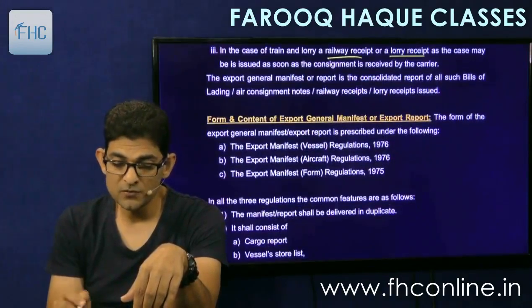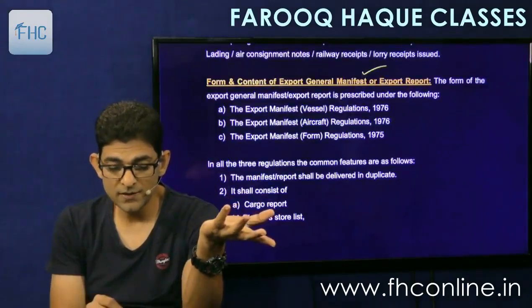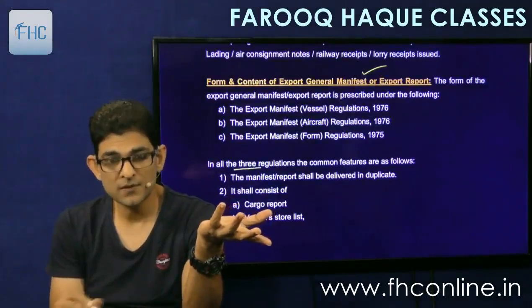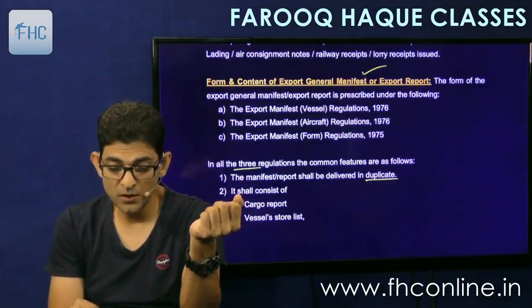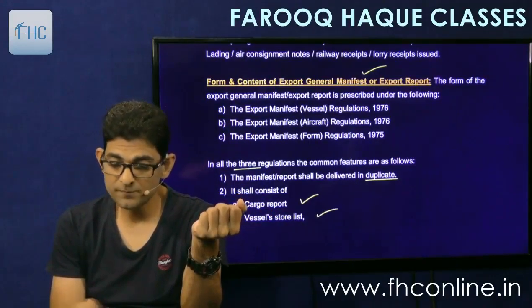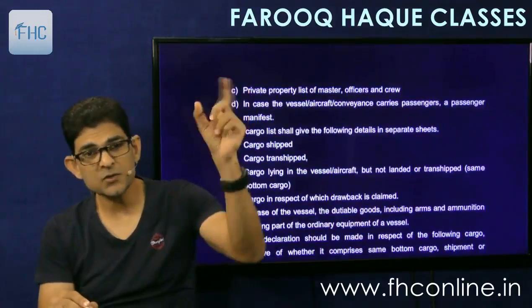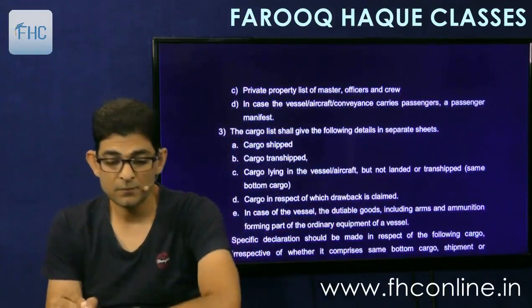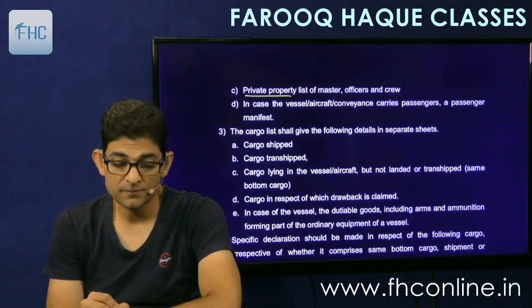Then the form and contents of the manifest is also given. There are regulations for each, and the details are again the same as the import manifest. Shall deliver in duplicate, 2 copies. It shall be cargo report, vessel store list, private property. These are the same as were mentioned in the import manifest. Private property list and passenger manifest.